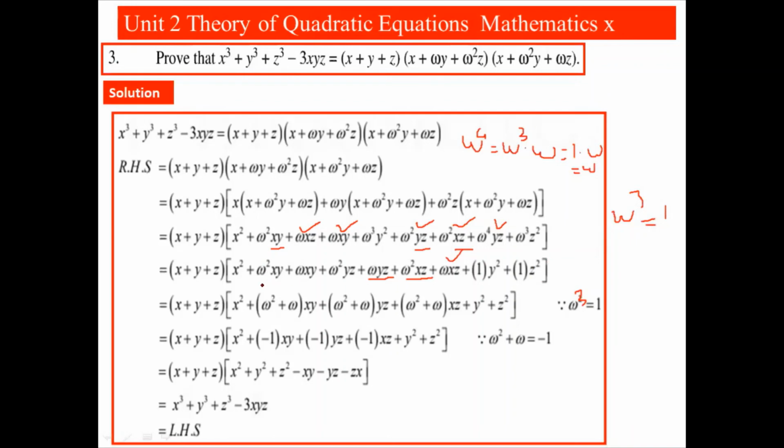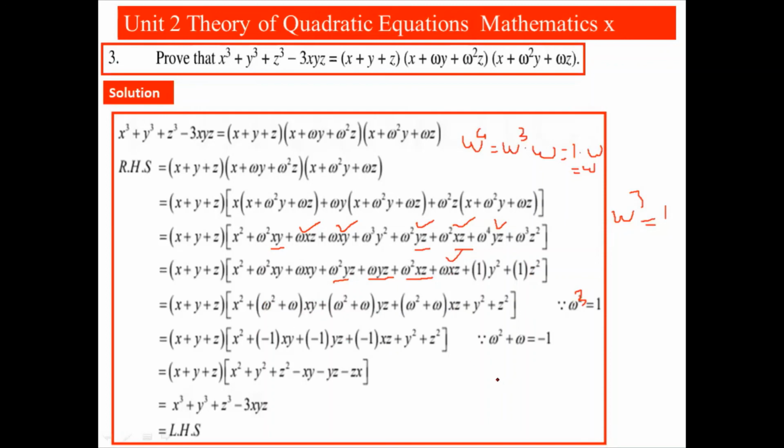Now from these terms we can take xy as a common. So we have omega square plus omega with xy, and here from these two terms we can take yz as a common, and from these two terms we can take xz as a common. So we are left with omega square plus omega inside this.